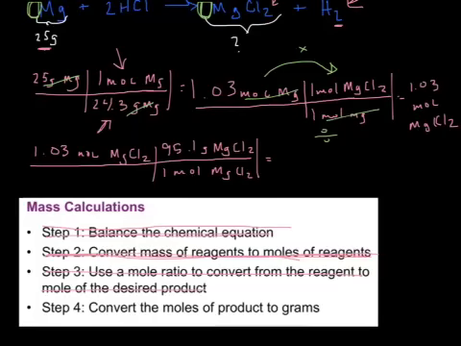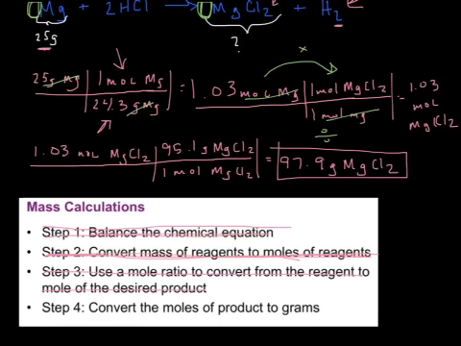1 equals, and divided by 1, you don't need to type divided by 1 in the calculator, it's going to give you the exact same thing. I end up with 97.9 grams of magnesium chloride. Great. Well, what does that mean?